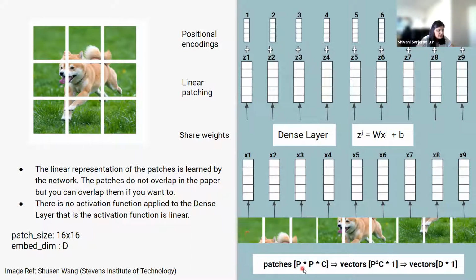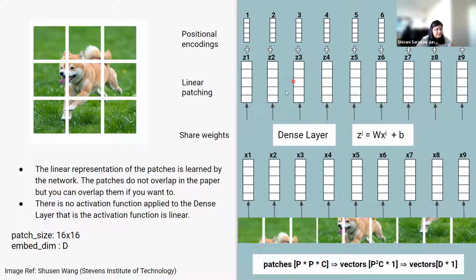So the patch dimension will be nothing but P by P by C. We convert this P by P by C dimension into vectors, which are linearly flattened. Hence, its dimensions become P square C by 1. This linearly flattened vector is then passed through a dense layer with randomly initialized weights and biases. This dense layer converts this P square C dimension to a D-dimensional vector. This D dimension is nothing but the embedded dimension that is used throughout the network architecture.